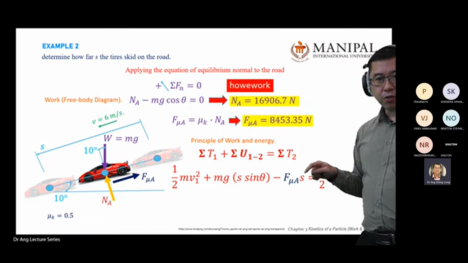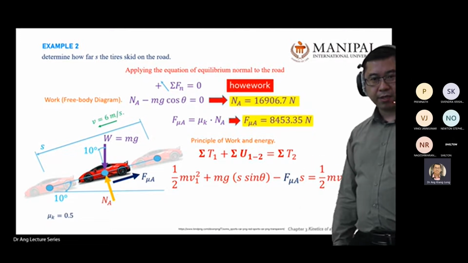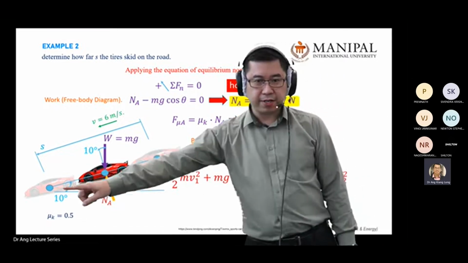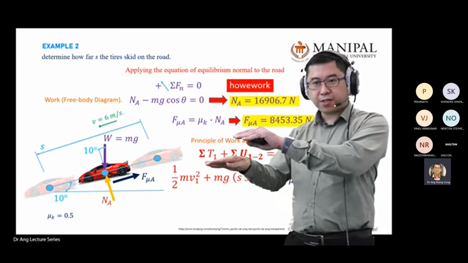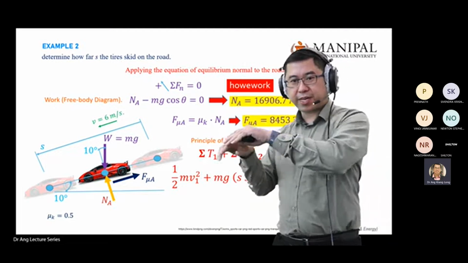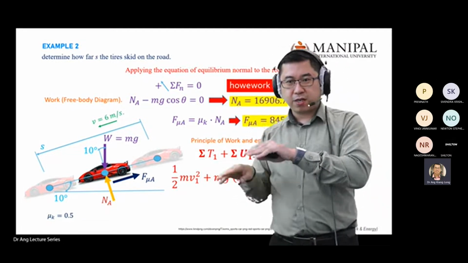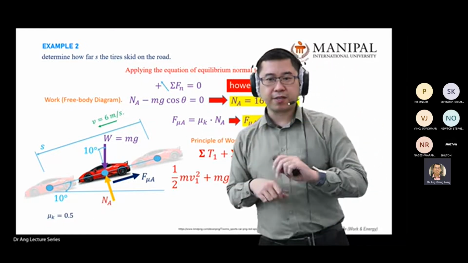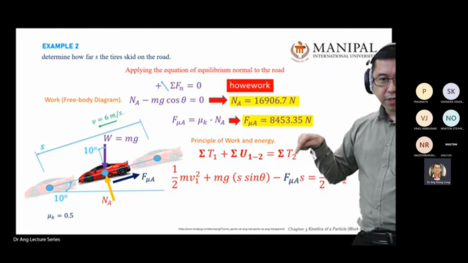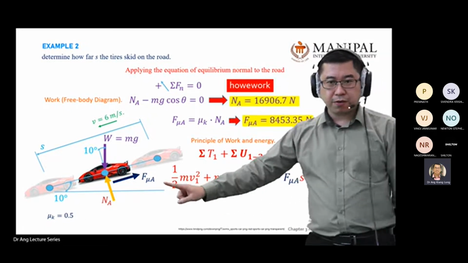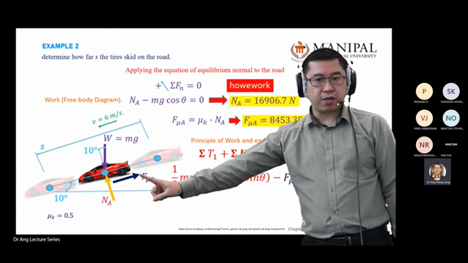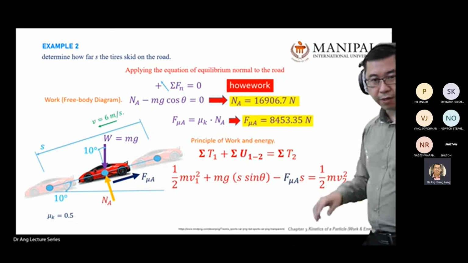The friction force also does work, but why negative? Because the friction force is opposite to the displacement direction. Again, when the force and displacement are in the same direction, you get positive work. When the force is opposite to the displacement, you get negative work. That's why you get negative friction force times displacement. Force times displacement gives you work, but why negative? Because your force is opposite to the movement direction.